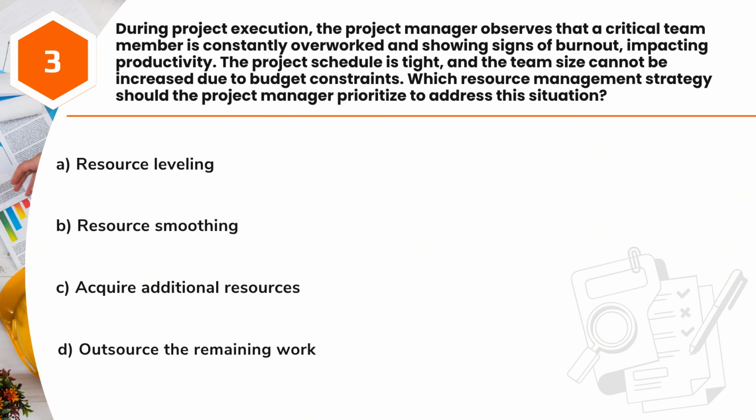Question 3. During project execution, the project manager observes that a critical team member is constantly overworked and showing signs of burnout, impacting productivity. The project schedule is tight, and the team size cannot be increased due to budget constraints. Which resource management strategy should the project manager prioritize to address this situation?